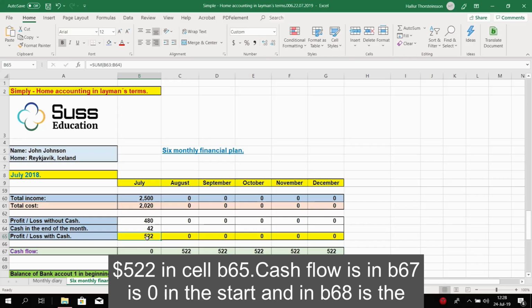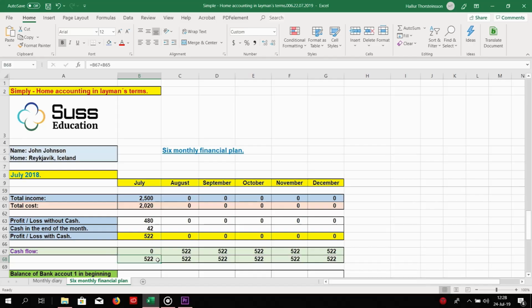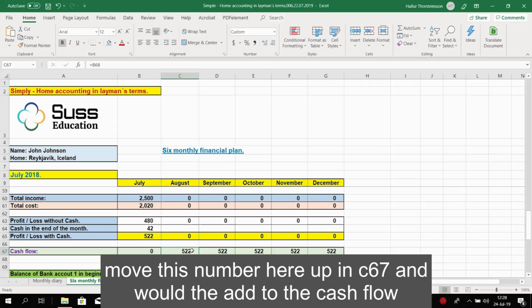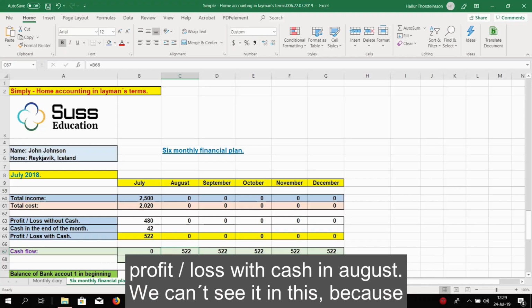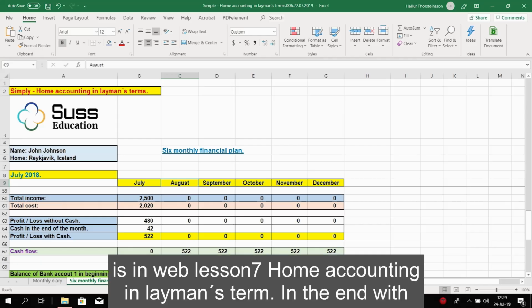Cash flow in B67 is 0 at the start, and in B68 is the same number, and the profit or loss with cash, $522. But in August we move this number up to C67 and would add the cash flow, profit or loss with cash in August. We can't see this because John hasn't filled out that month. A good explanation, as I said before, is in web lesson 7, Home Accounting in Layman's Terms.